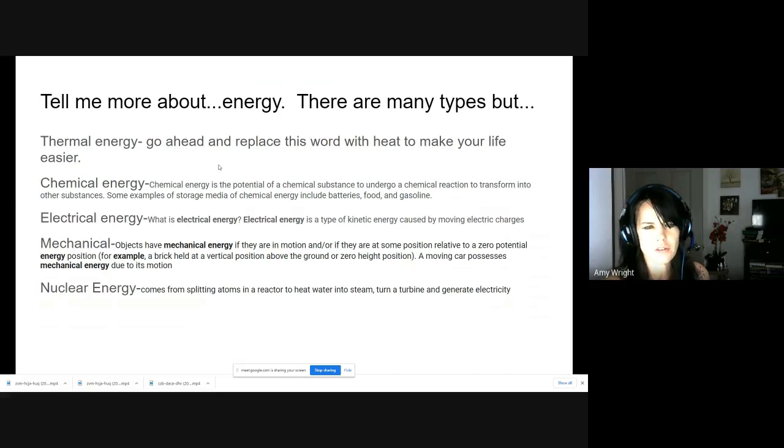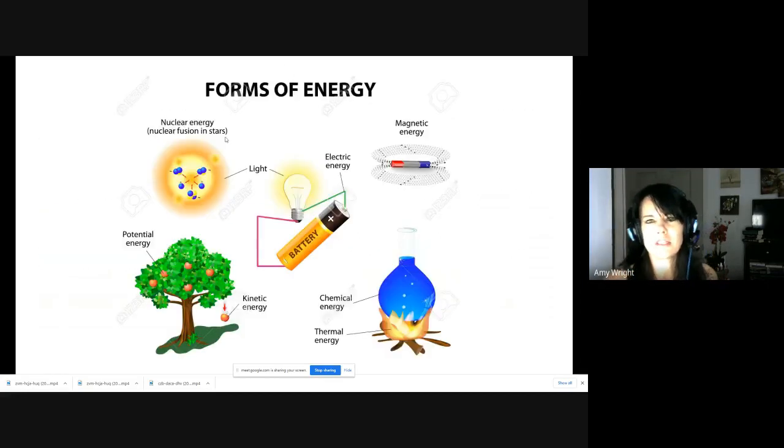So nuclear energy, I haven't actually seen this on the OGT. I just slapped it on here just in case. It comes from splitting atoms in a reactor to heat water into steam, turn a turbine, or generate electricity. Some examples, okay? Nuclear energy, we have fusion in stars.